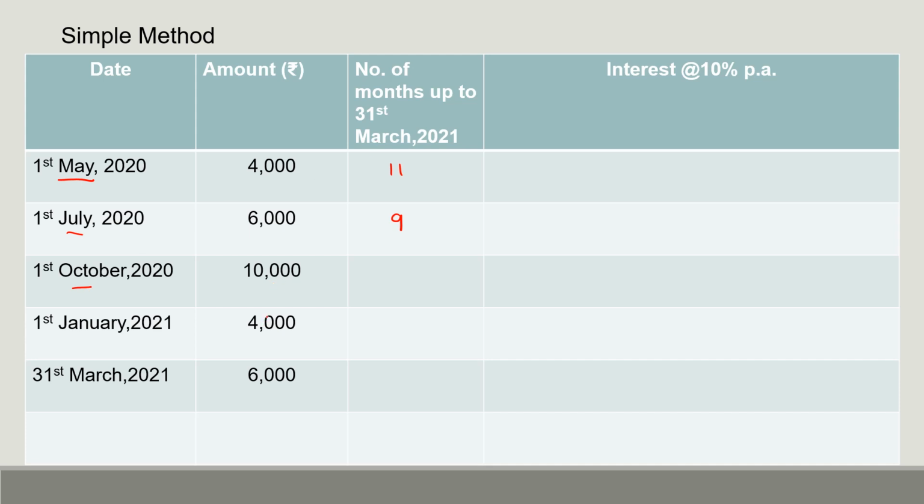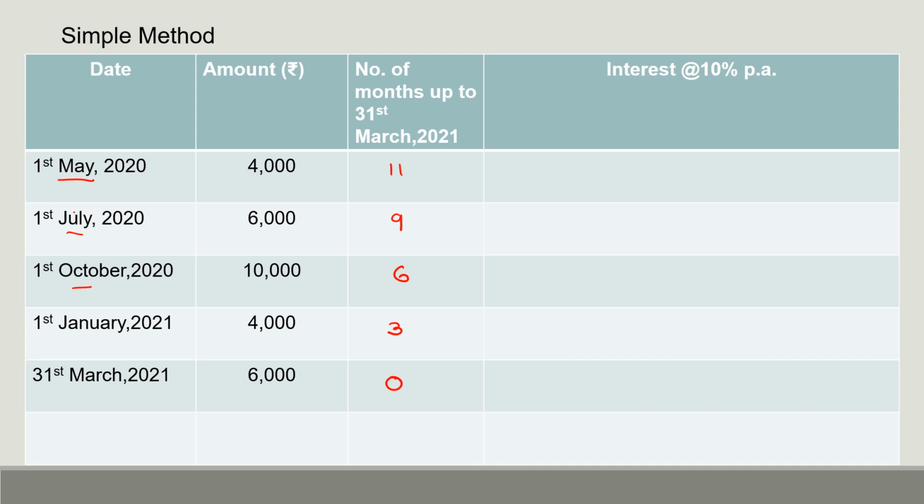October, November, December, January, February, March. So it is for 6 months. Next, withdrawal of 4,000 on 1st January. So January, February, March, 3 months. Finally, the last withdrawal of 6,000 was made on 31st March. So the period from 31st March to 31st March is 0. It was withdrawn on the last day.